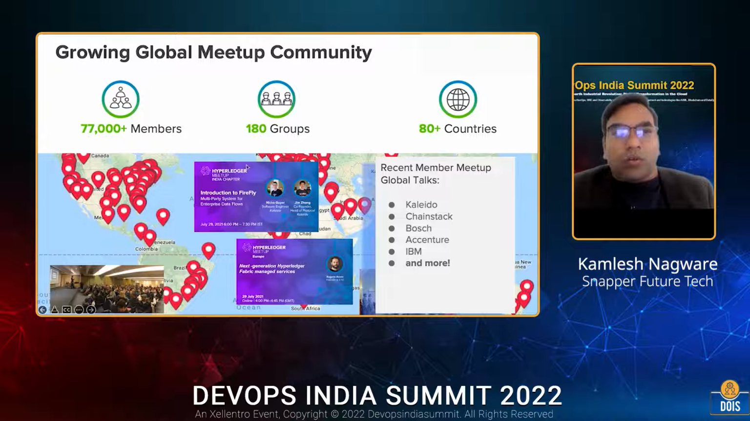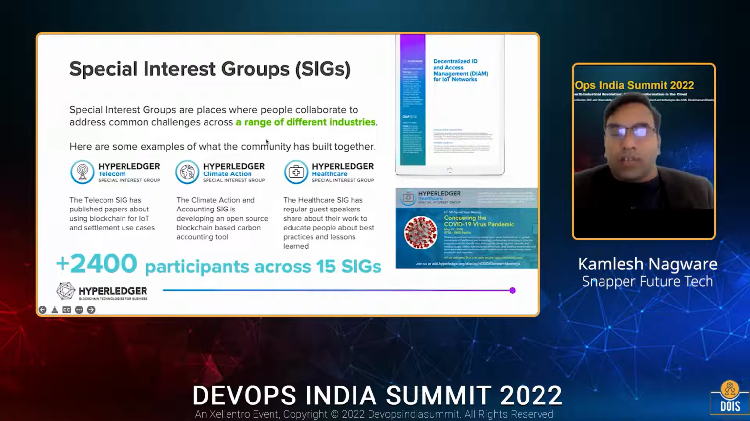So this is a global community, with more than 180 groups and 77,000 members in 80-plus countries, and you can see the map here. And then a special interest group.